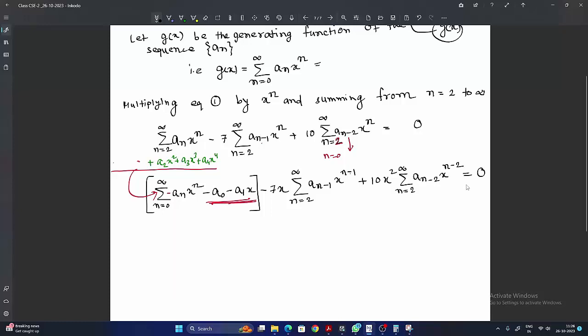n = 0 to infinity, that means the first term is a0, the second term is a1x, the third term is a2x², then the fourth term a3x³, then a4x to the power 4. So this is our general expression.